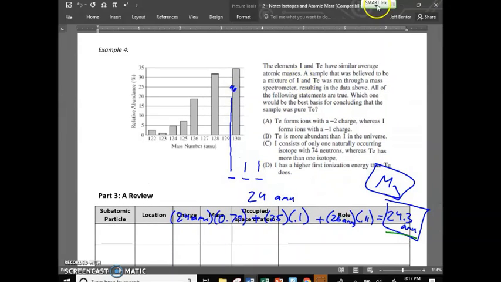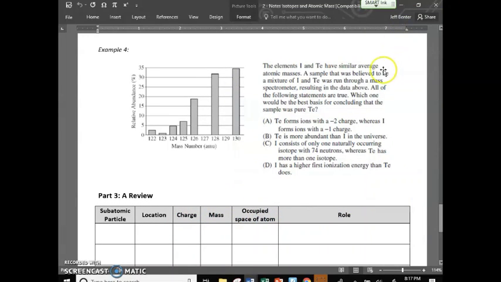Okay, next question is a question from an old AP test. They give you a mass spectrum here of quite a few peaks, and it says the elements iodine and tellurium have similar average atomic masses. In fact, they're right next to each other on the periodic table. It's one of the rare cases where the heavier element comes before the lighter element.